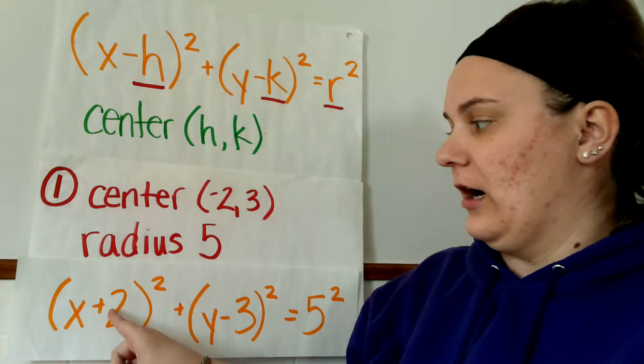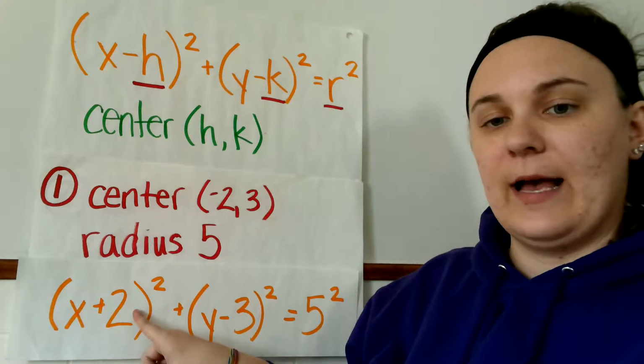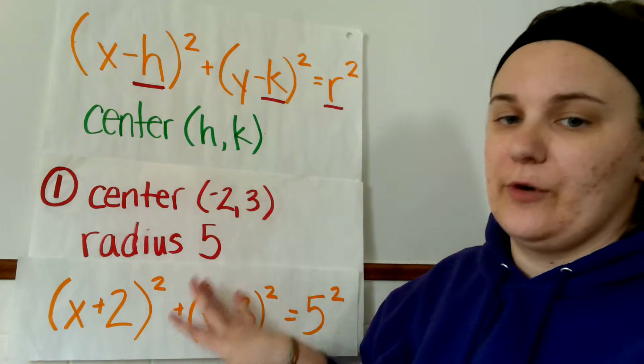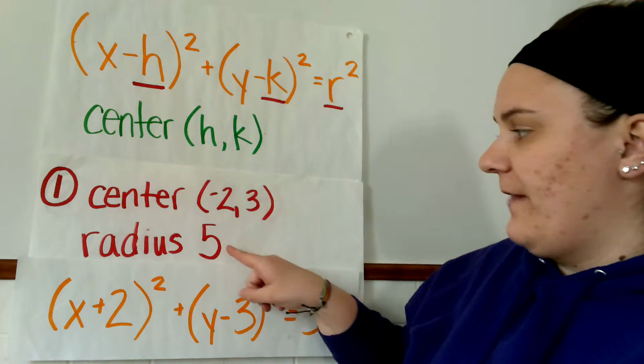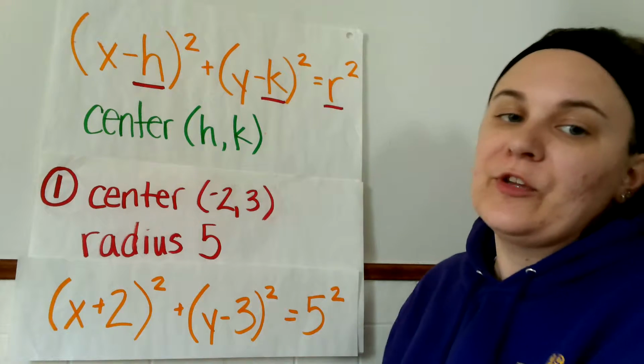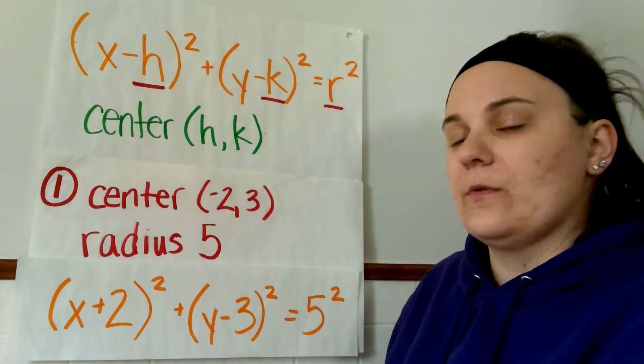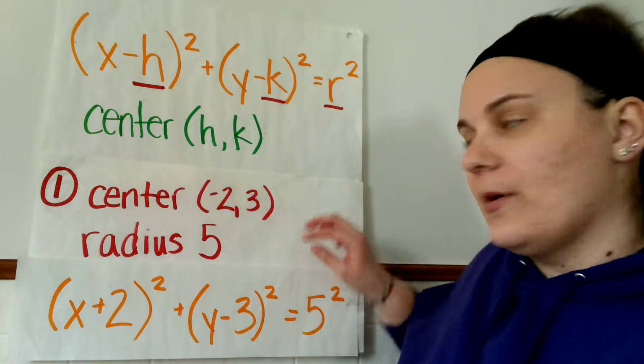So our center, -2, now became a +2, and our 3 became a -3. That's very, very important when it comes to circles. And then our 5, we wrote it down here as 5 squared. You could also say 25. They're the same thing, whichever one you like the most. So let's do another example.